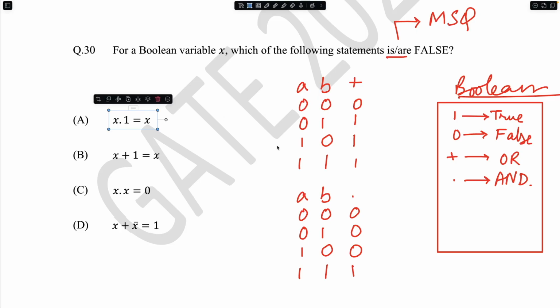I've given the truth tables over here, and the basic expressions, what they mean in Boolean algebra, I've given them. You can revise them. You can pause the video and solve it by yourself. I will solve it otherwise, right?